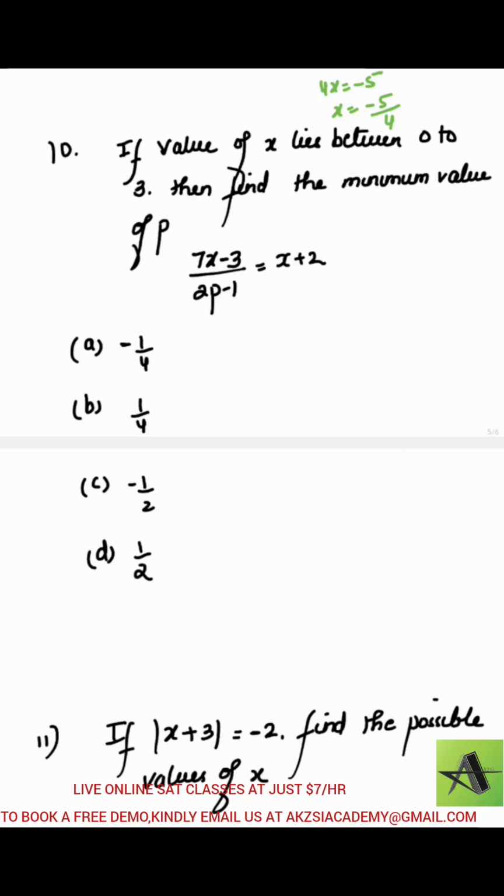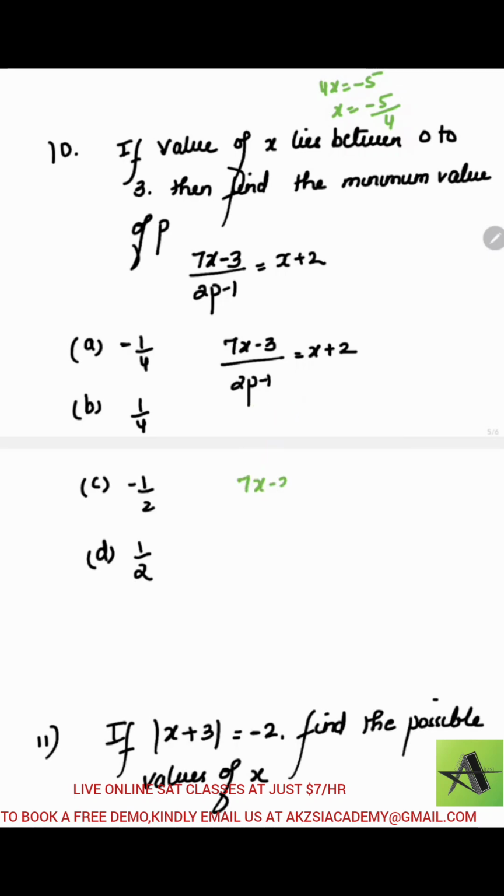If the value of x lies between 0 to 3, then find the minimum value of p. See, let me make p the subject. So it will be 7x minus 3 over 2p minus 1 equals x plus 2. Either you have to make p the subject first, or we can do it later. But we can do it like this.